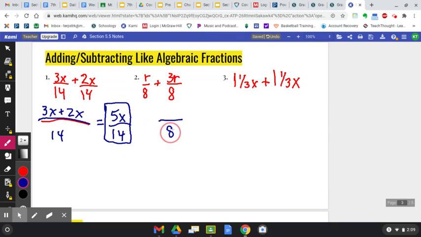Number 2, common denominator is 8. Remember our coefficient there is 1, plus 3 is 4. So we get 4r over 8. And this one, notice, can be reduced to 1r over 2.